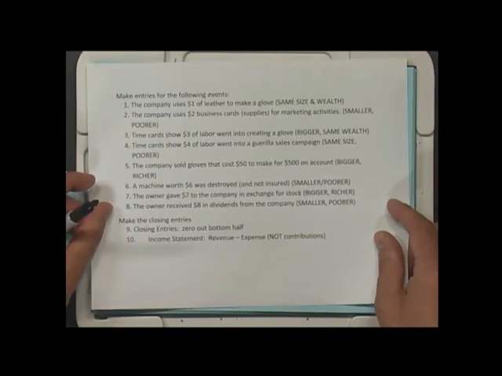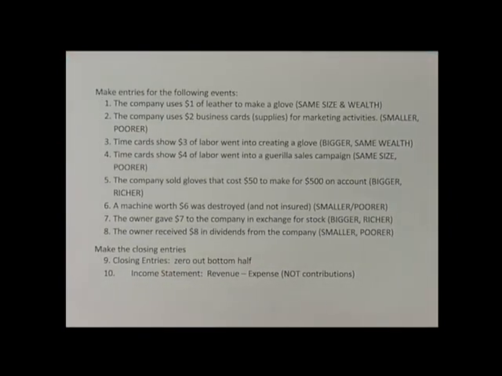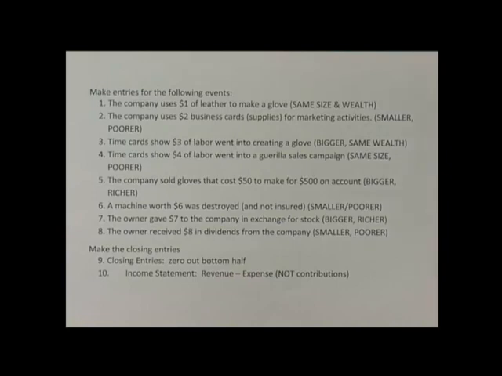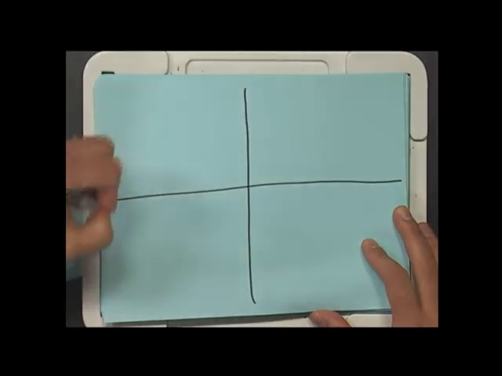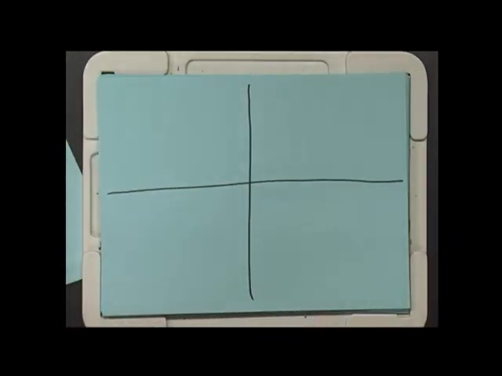Okay? So here's a list of 10 entries, or 10 events, and we're going to make entries for each of these. The first event here is that the company, so they make gloves. The company uses $1 of leather to make a glove. Okay, so they use up $1 of leather.